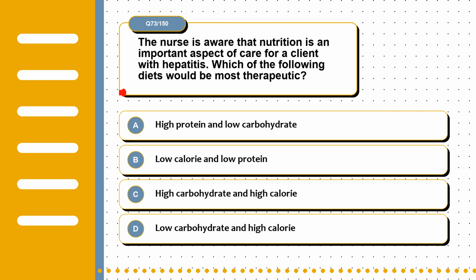Question 73. The nurse is aware that nutrition is an important aspect of care for a client with hepatitis. Which of the following diets would be most therapeutic? Here are the options. Option A, high protein and low carbohydrate. Option B, low calorie and low protein. Option C, high carbohydrate and high calorie. Option D, low carbohydrate and high calorie.